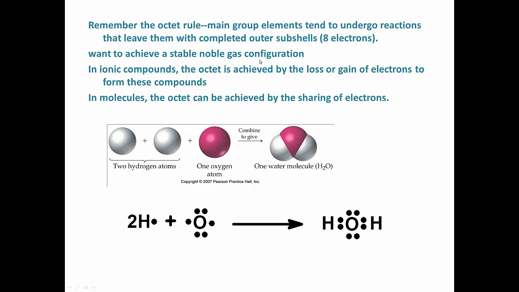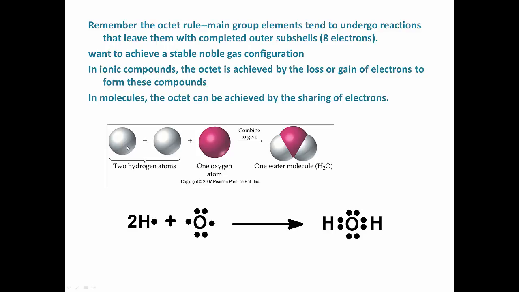Now, we talked about the octet rule when main group elements undergo reactions, and that means that they are left with a completed outer subshell of 8 electrons. So what they want to do is achieve a stable noble gas configuration. For an ionic compound, the octet is achieved by the loss or gain of electrons to form an ionic compound. In molecules, the octet is achieved by sharing electrons.